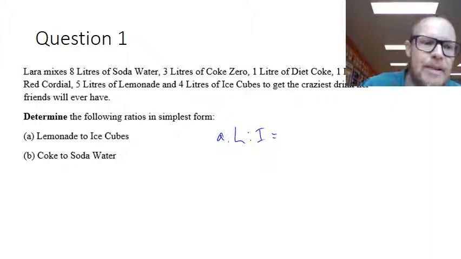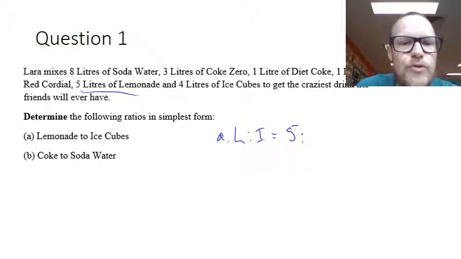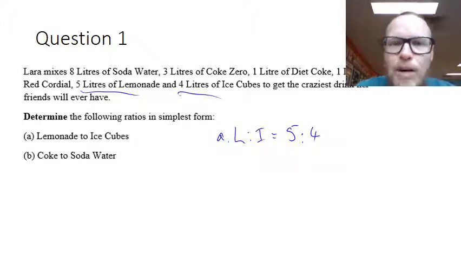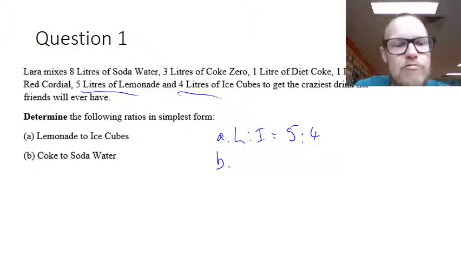and the amount of lemonade we have here is 5 litres. The amount of ice cubes we have is 4 litres, so the ratio is 5 to 4. That's in simplest form. There's not a common factor that we can divide both of them by, so that is the end of that question.